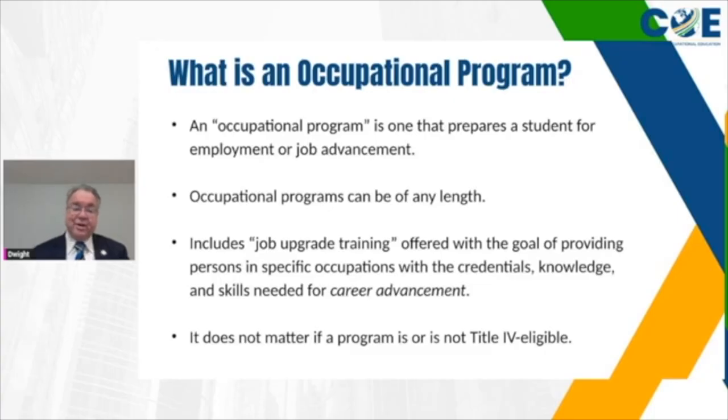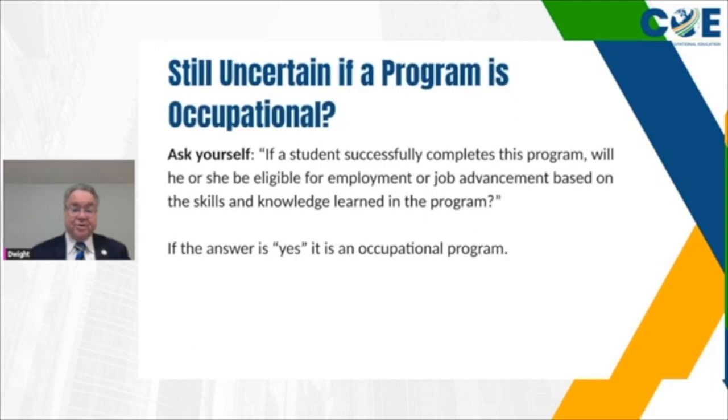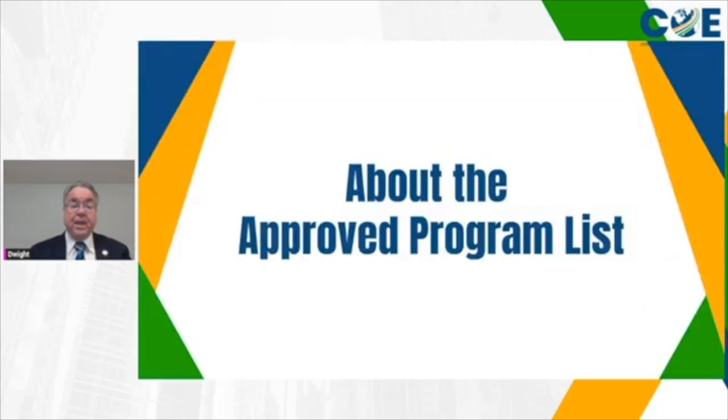It doesn't matter if those programs are Title IV eligible or not. Ask yourself, if a student successfully completes this program, will he or she be eligible for employment or job advancement based on the skills and knowledge learned in the program? If the answer is yes, it is an occupational program and needs to be on your approved program list.